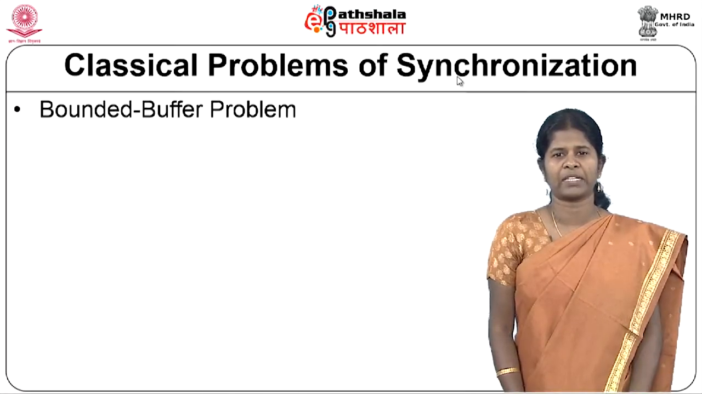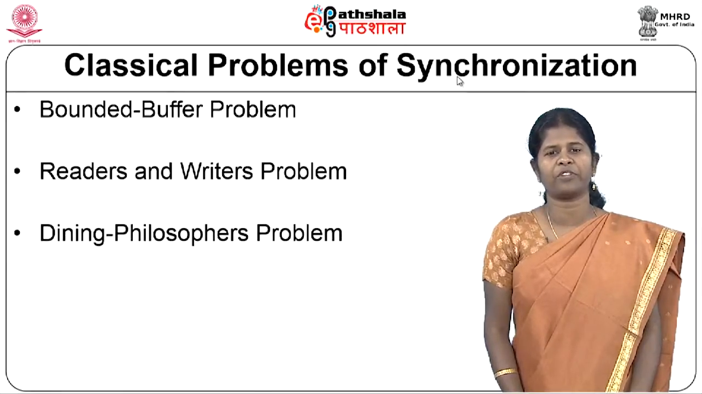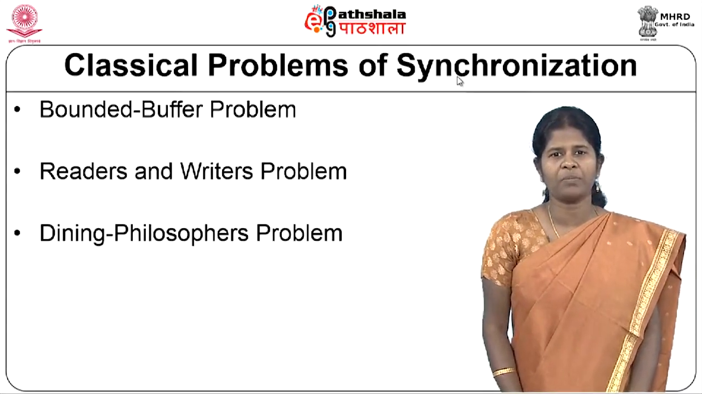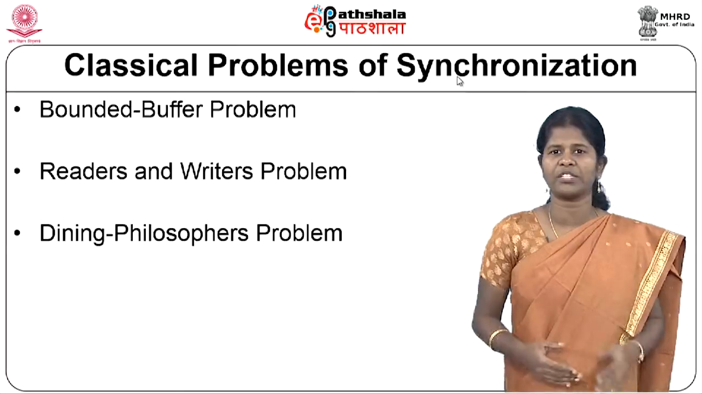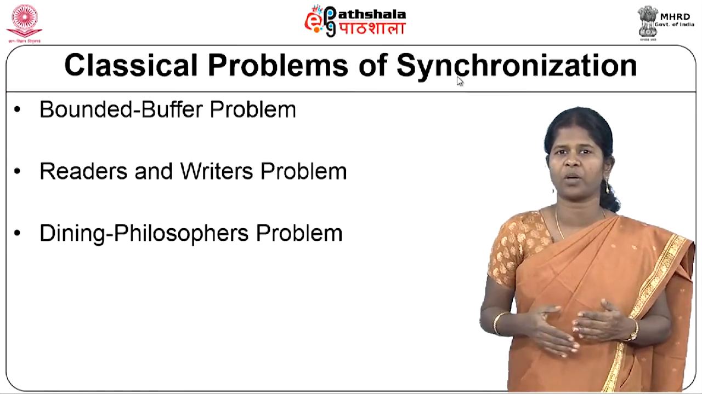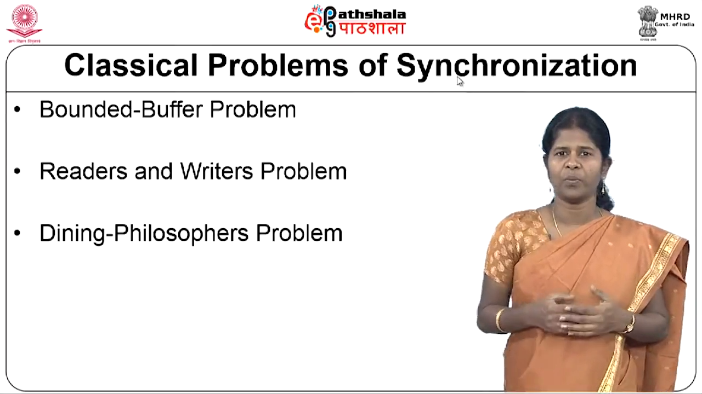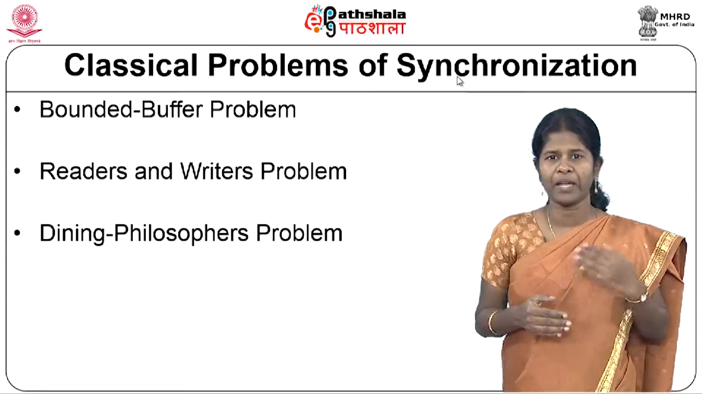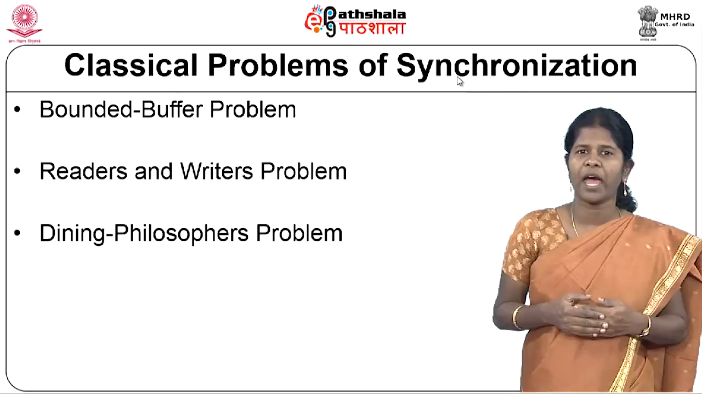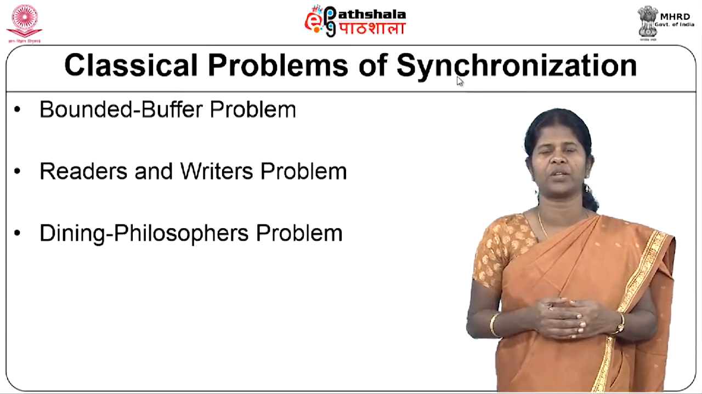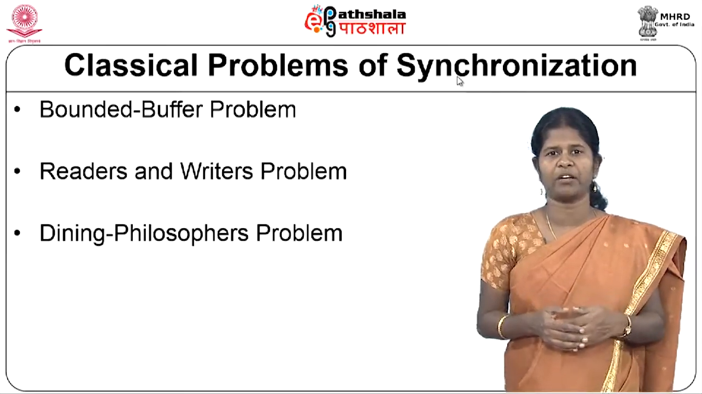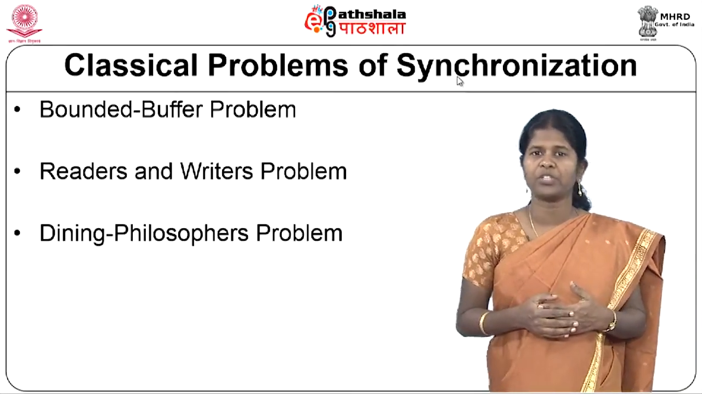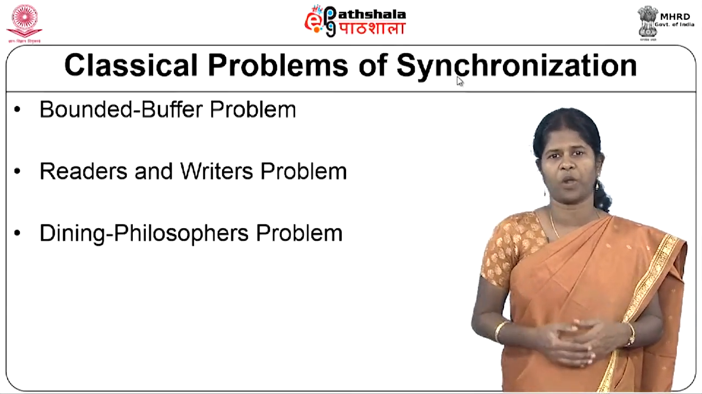There are a number of classical problems of synchronization like the bounded buffer problem, readers and writers problem, and Dining-Philosophers problem. And these problems can be used to model many other concurrency control problems or synchronization problems that arise in different situations. So, whenever a new solution to a synchronization problem is devised, they try to apply it on these classical problems of synchronization and check if that solution works well for this particular kind of problem. And if it is working for these problems, then it should be able to apply to many other kinds of problems as well.